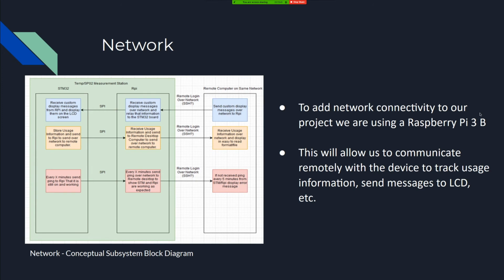This is the block diagram for our network subsystem. To add network connectivity to our project, we're using a Raspberry Pi 3B, and this will allow us to communicate remotely with the device to track usage information, send messages to the LCD, and to send a ping to the device to see if it's still on and working.